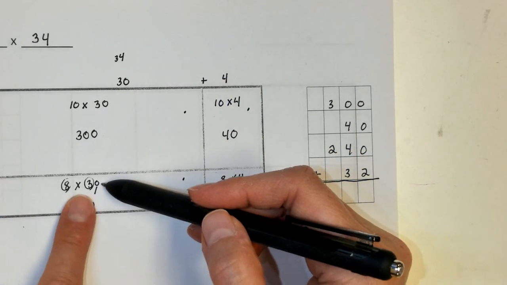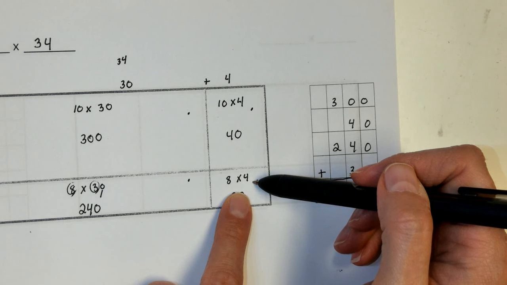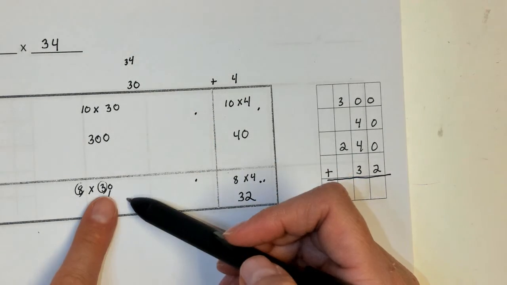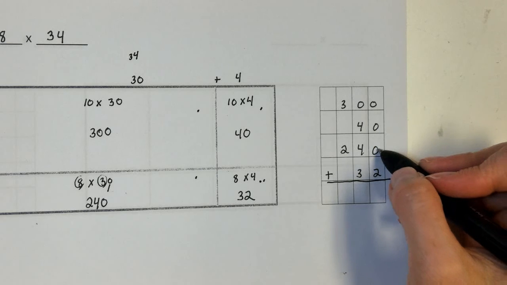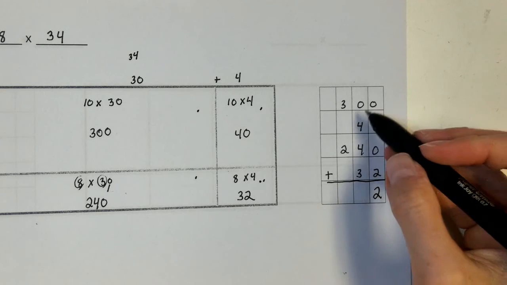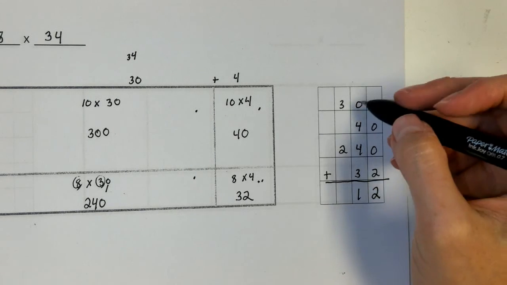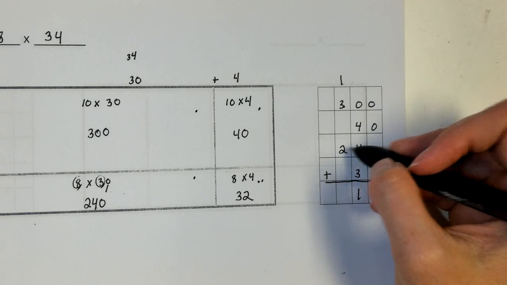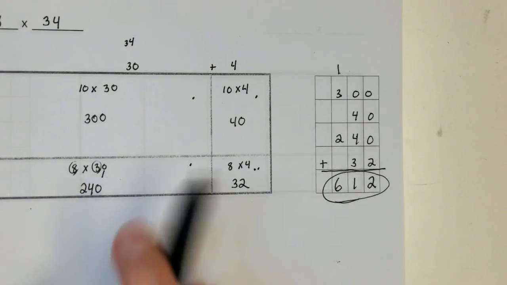8 times 30 is here, and 8 times 4 is here. 8 times what? Oh, no, because I do what's on the side, and then what's on the top. All right, 0 plus 0 plus 0 plus 2 is 2. 4 plus 4 is 8, plus 3. And then 2. Oh, and bring up my 1. Okay. 1 plus 3 is 4, plus 2 is 6. So I have 612. So 18 times 34 is 612.